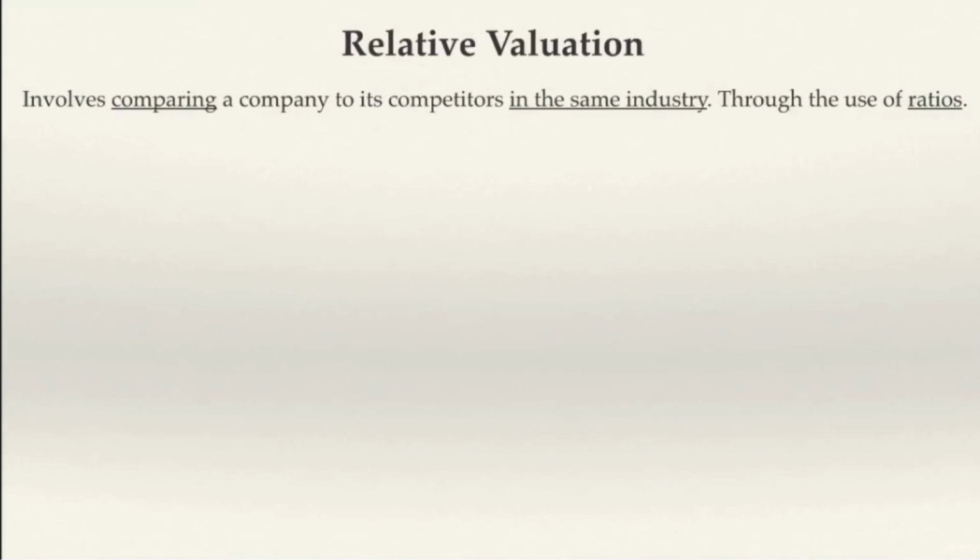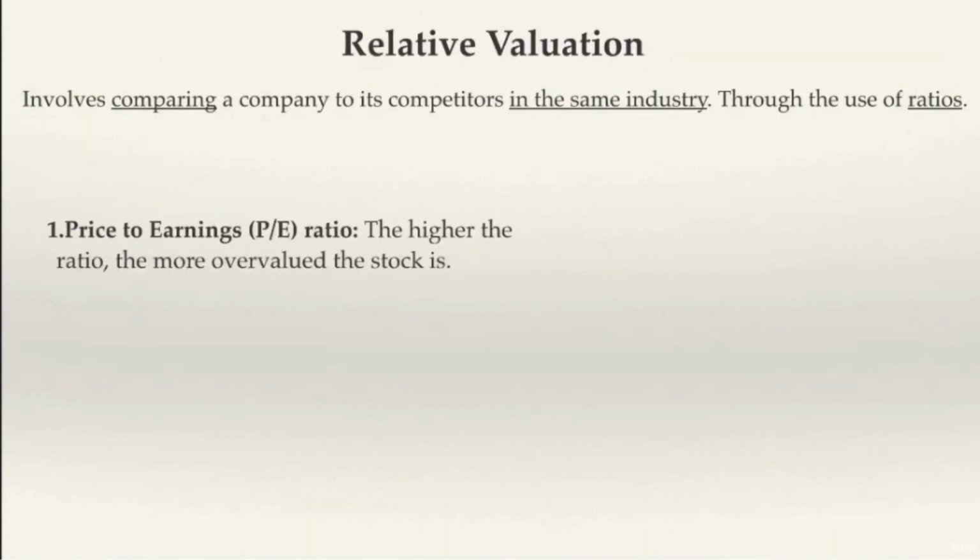There are many metrics you can apply, but one of the most important ones is the price to earnings ratio, or PE ratio. You get the figure by dividing price by earnings. The rule of thumb is that the higher the PE ratio compared to the competitors in the industry, the more overvalued the stock is, while the lower the ratio, the more undervalued it is.